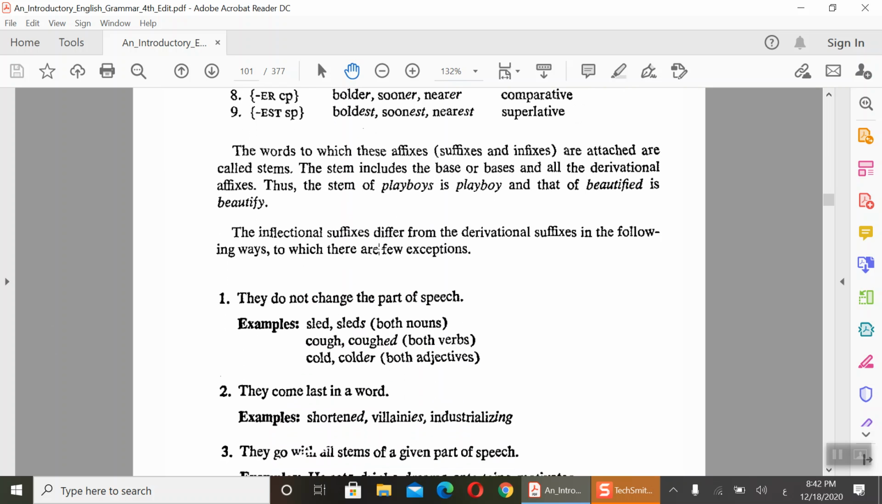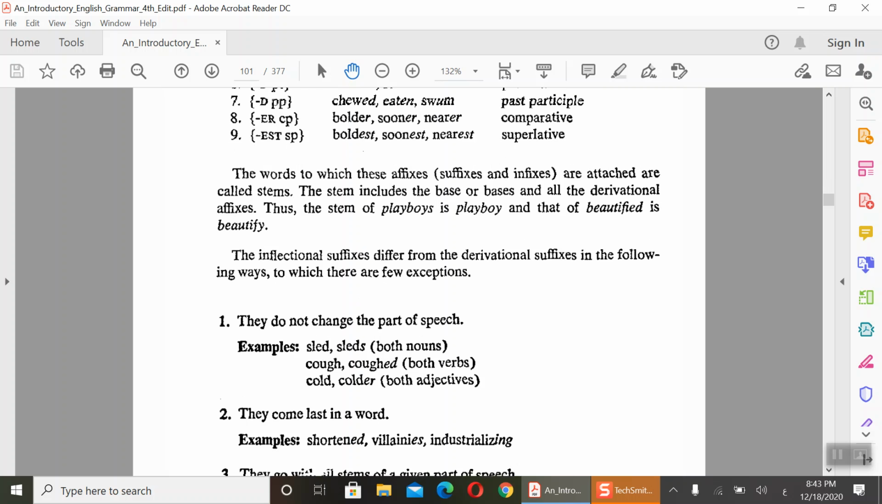The inflectional suffixes differ from the derivational suffixes in the following ways. Okay, of course there are few exceptions, but generally there are certain differences between them. Number one, they don't change the part of speech. مو جزء من الكلام، part of speech. هذا تسمية نحوية، بنقول part of speech يعني nouns, verbs, adjectives, adverbs, okay, etc. إلى آخره. So they don't change the part of speech.